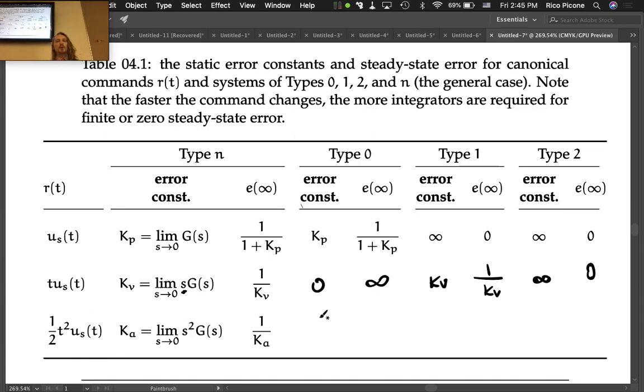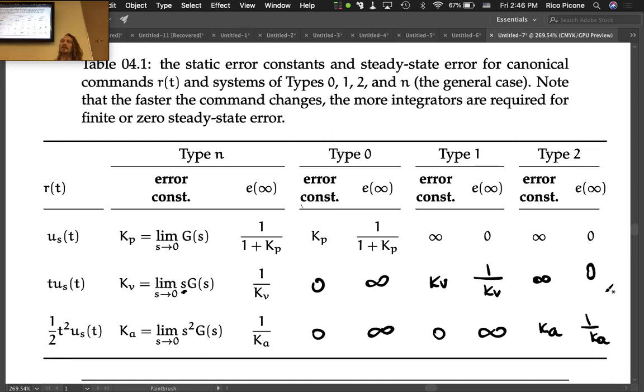Now, if you go up to the parabola, once again, we've got a 0 error constant, and an infinite steady state error, because you've got no integrators and you've got two s's you needed to cancel and you didn't cancel them. So you got hosed there. Same with here, 0 and infinite. And then finally, once you go to 2 integrators, you cancel both of these s's. So Ka and 1 over Ka, exactly. So that's our full table.